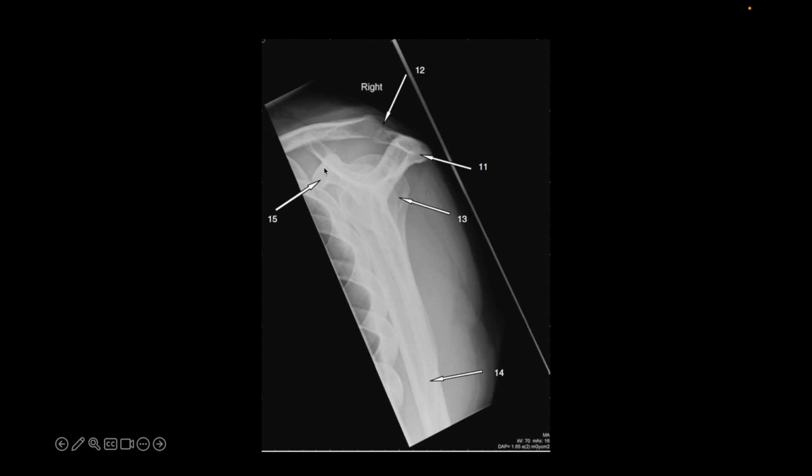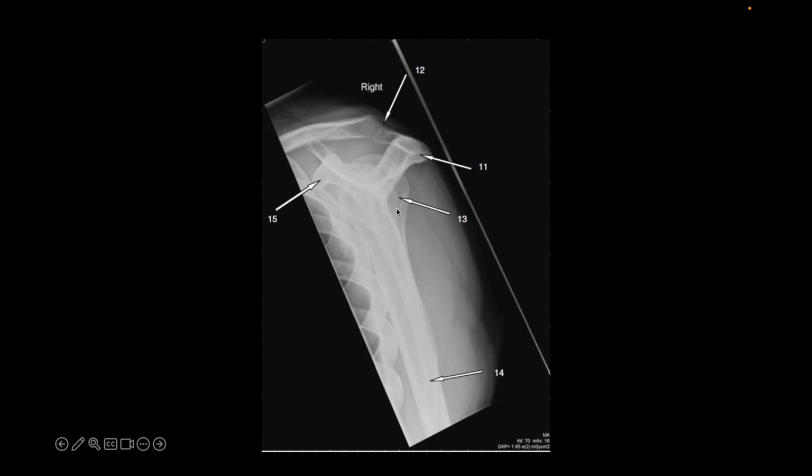So you see little processes here. You've got this one and this one. You can see that this one articulates with this bone here, which is your clavicle. And so this would be your acromion and this would be your coracoid, which doesn't have a bony articulation. And so once you've orientated yourself, coracoid process, acromion process, your acromioclavicular joint.